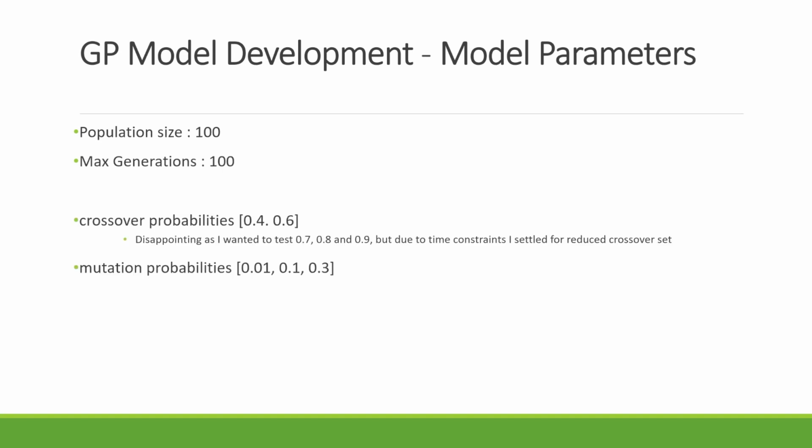So for crossover, I tested 0.4 and 0.6. I would have liked to test more. 0.7, 0.8, and 0.9 were part of my test, but due to time constraints, I had to settle for this reduced crossover set. And for mutation, I tested 0.01, 0.1, and 0.3.